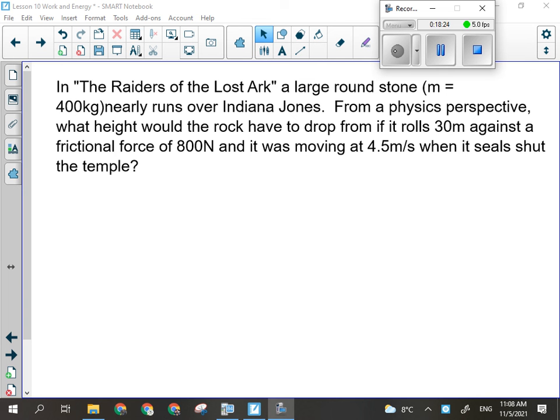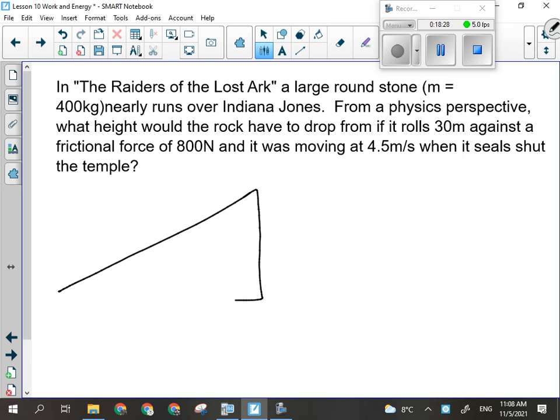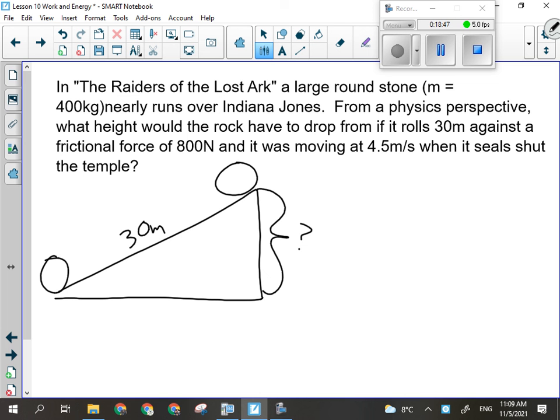Let's have a look at this one. So essentially what we have, I mean, it's still a ramp. The rock is rolling downhill. We just don't have to treat it like a ramp. So we've got the rock at the beginning, we've got the rock at the end, and we know that the length of the ramp is 30 meters. We're trying to find out how tall is the ramp, or the initial height of the rock.